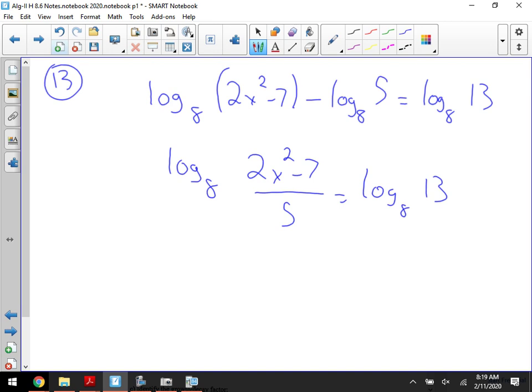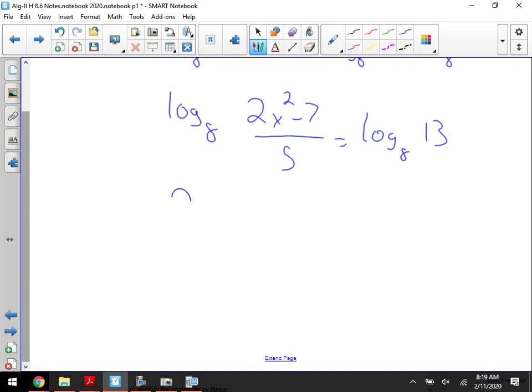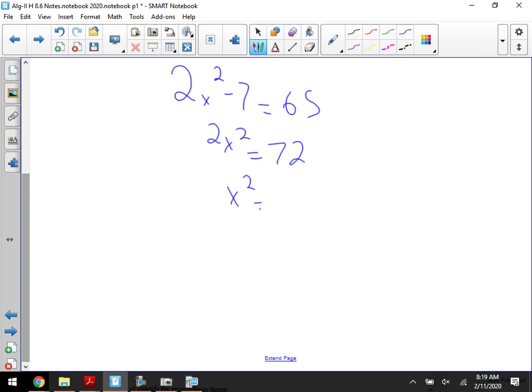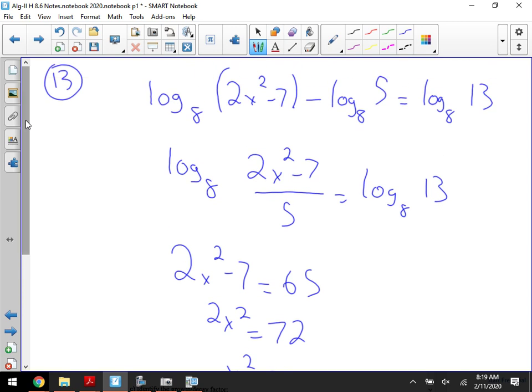All right. So you wind up with 2x squared minus 7 equals 65. Okay. Then it's multiplied by 5. So now you have 2x squared is what, 72. X squared is 36. You have plus or minus 6. Negative 6 in this case should be okay because you're squaring it just here. There's no other x.